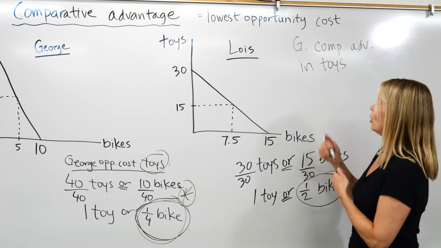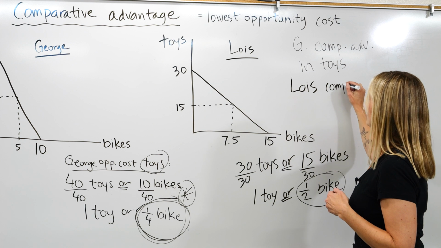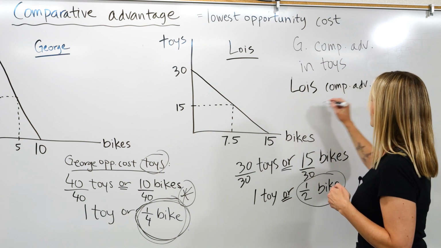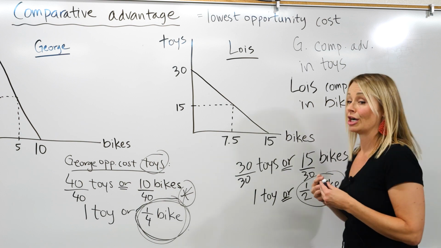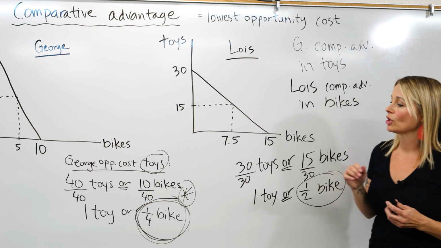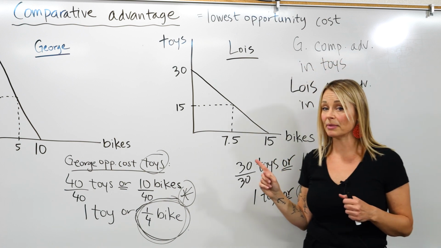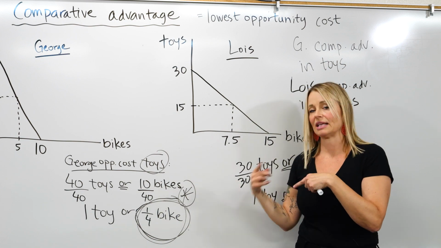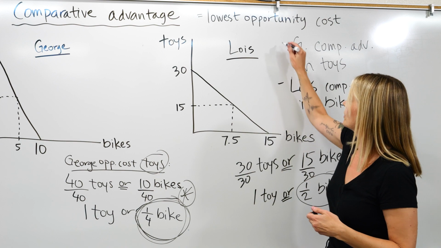That's just how the math always works out. So Lois is going to have a comparative advantage in bikes. And again, if you want to pause and go through the math and do that, you would find that to be true. So what you can always remember is once you find who has the comparative advantage in one item, the other person always has it in the other item, automatically by the power of math.